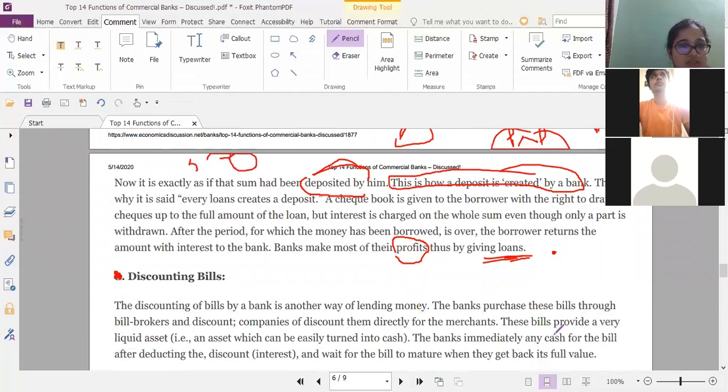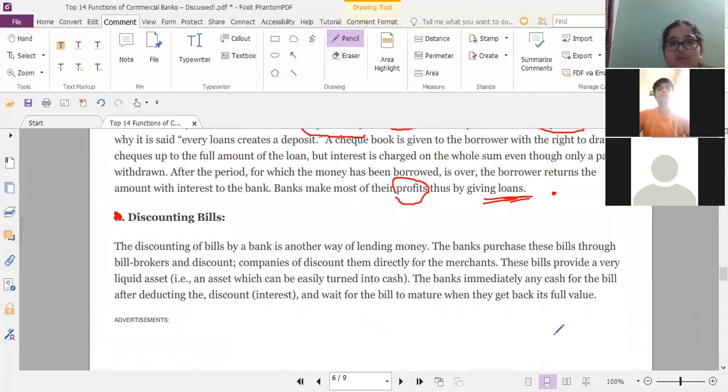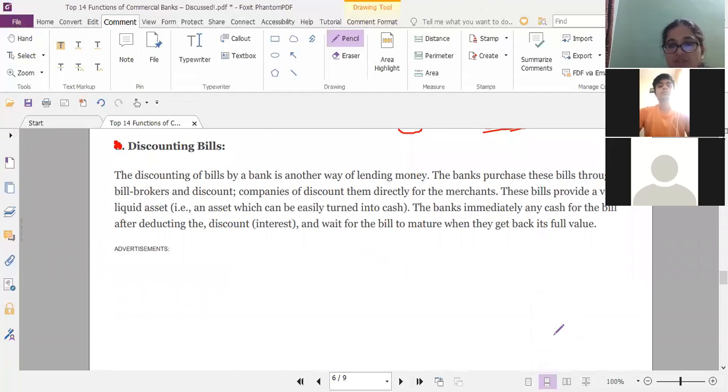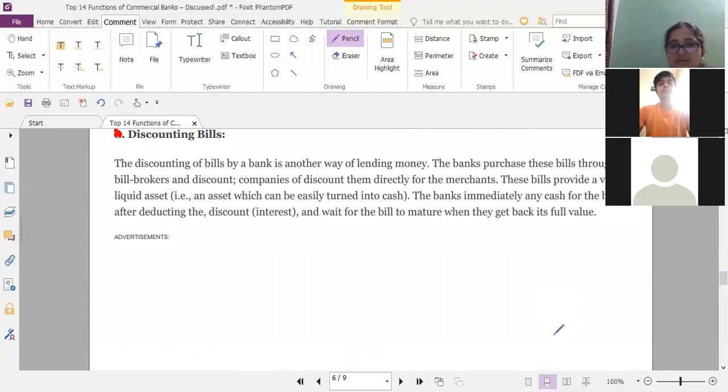So we'll look at this. What is the time? 5 more minutes are there. Discounting bill. I think I'll finish this, and the next class, some extra functions we'll see of banks, right? So for today, we are looking at two important functions. One is of deposit, the other one is of loan, right? So under loan, the third way of giving loan is discounting bills, right?